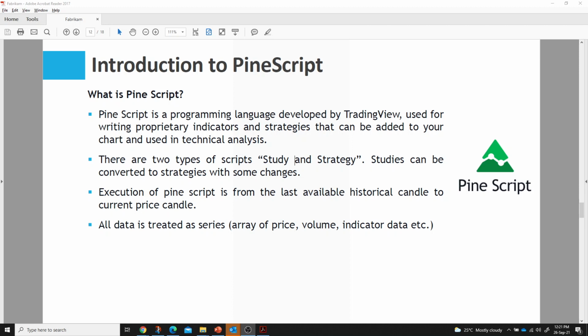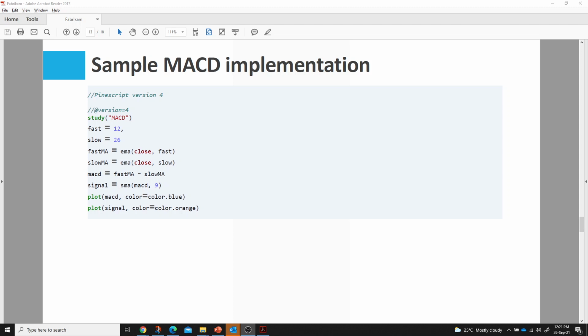But underlying all the data is series, except variables. You want to multiply by 10. Then 10 is not a series, it is a value. You are multiplying price by 10. So all the price values will be multiplied by 10.